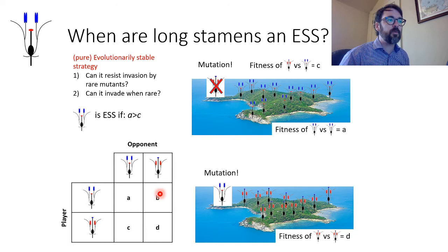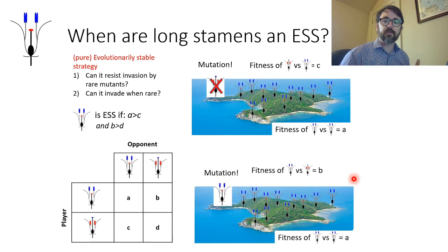If B is greater than D, then we expect this guy, remember, it's a per capita population growth rate, to spread through the population and eventually change the island. So under these two conditions, the long stamen short pistil is the pure ESS. And no matter how you start the world, it's going to end up on an island with pure long stamen individuals.